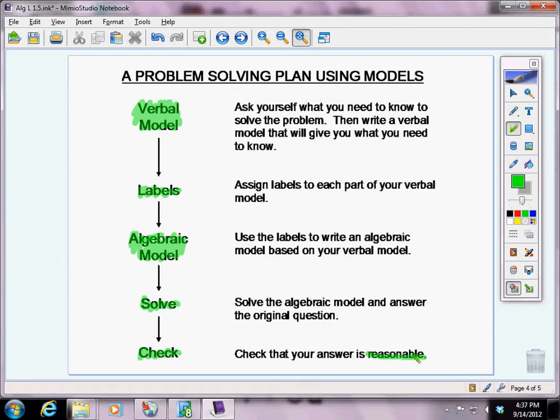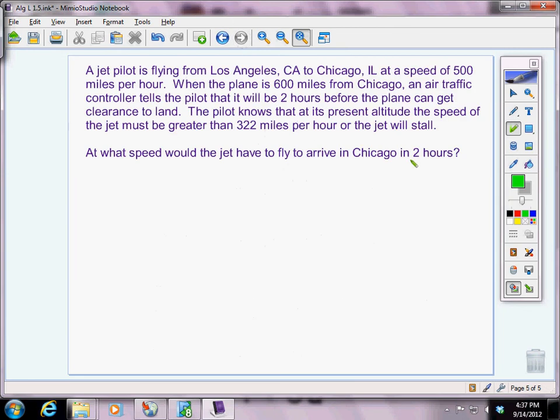So again, one of the models we can use for problem solving is to write it in words. Then start labeling things. Start changing it into algebra. Write your model based on some formulas we already know. Solve it, and again, check. Make sure it makes sense. So let's look at an example.